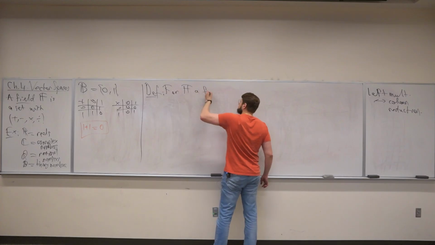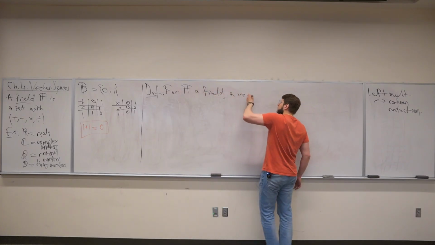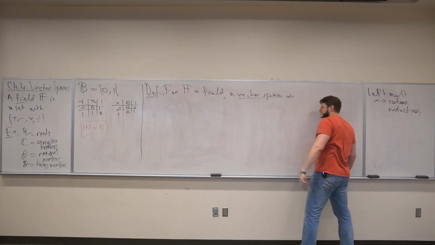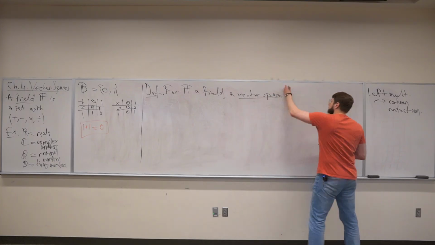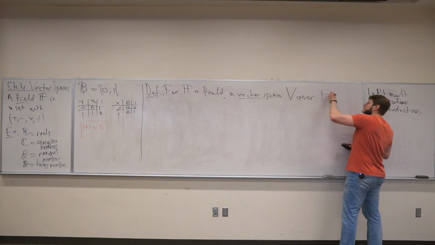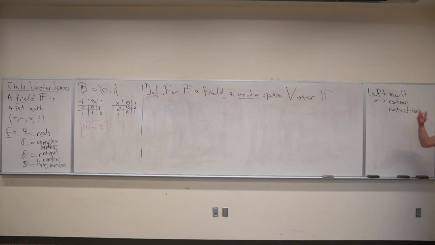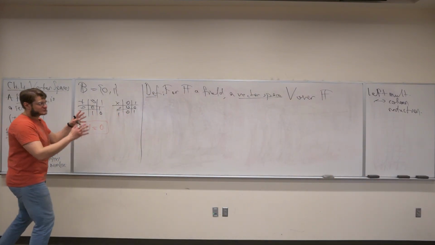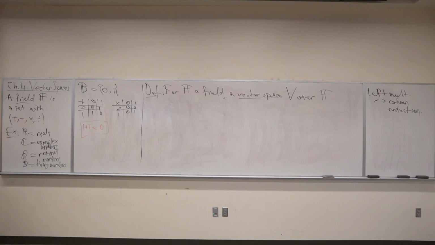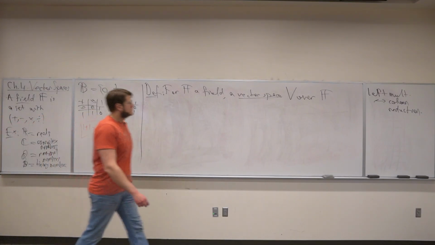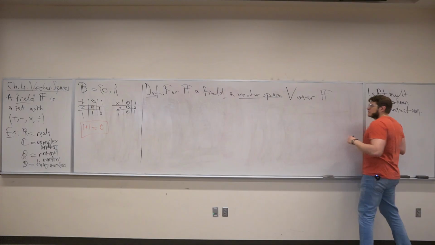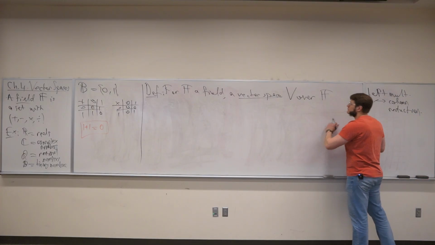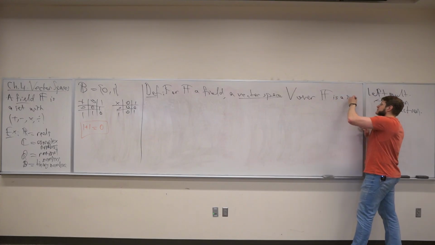For F, a field, a vector space V over F. Don't worry too much about these definitions. Clearly, the point of this class is not axiomatics, but I'm just mentioning these for general purposes, common sense, all that stuff. Obviously, I'm not going to ask you things about these axiomatics, but it's good exposure.